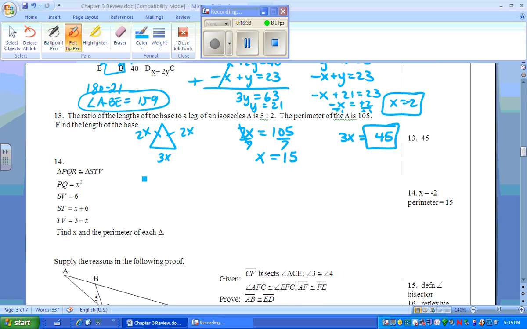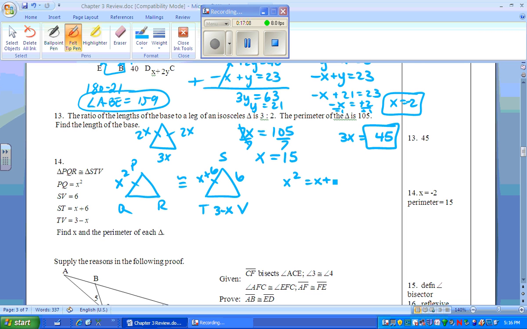14, we have two triangles. We have triangle PQR, and we have it congruent to triangle STV. These two triangles are congruent. PQ is x squared, SV is 6, ST is x plus 6, and TV is 3 minus x. We know that these two pieces are congruent, so I got x squared is equal to x plus 6. That's all I know. I got an x squared, so I got to factor.